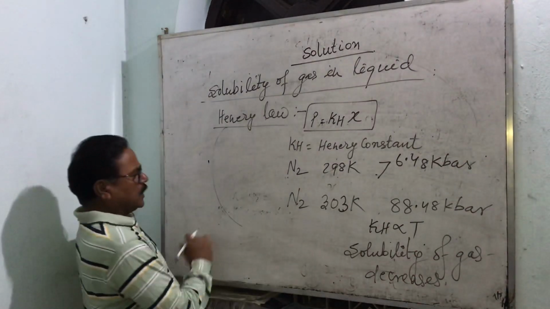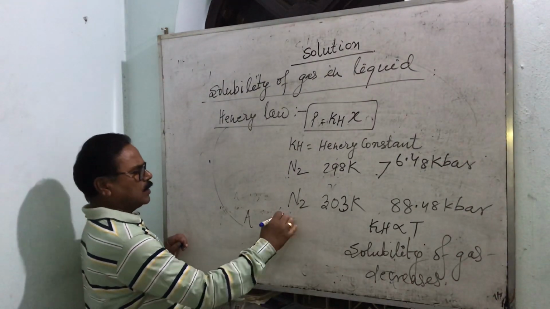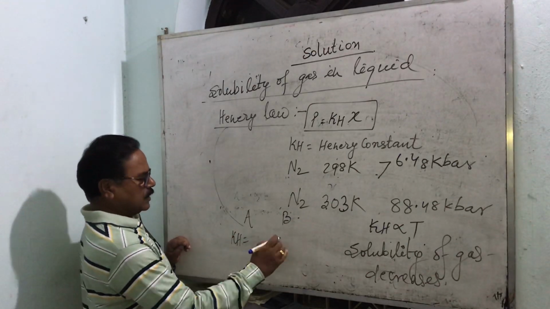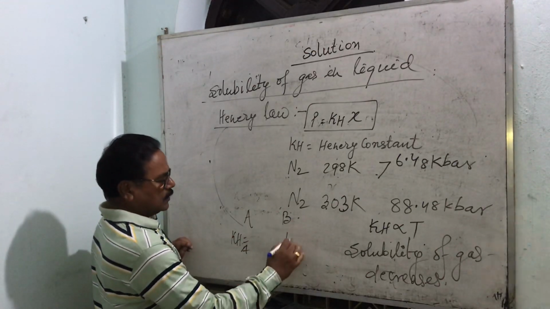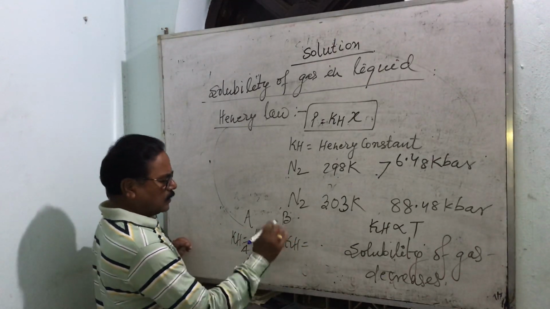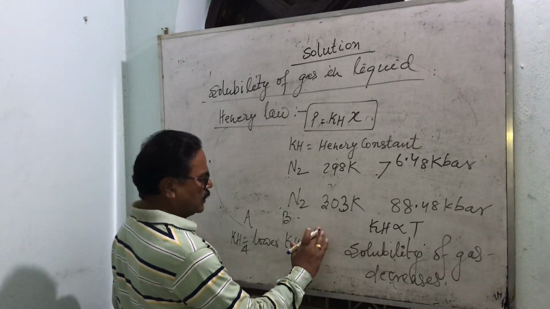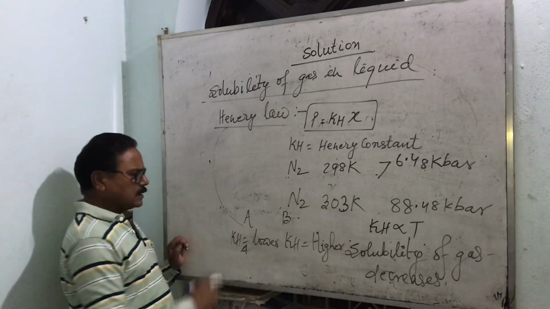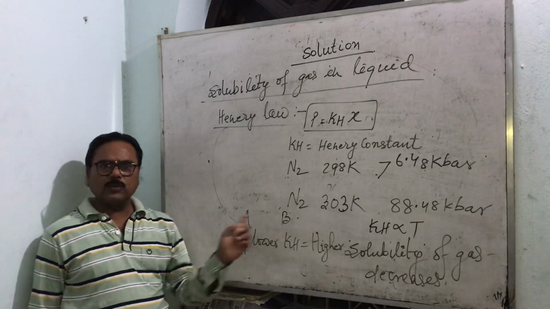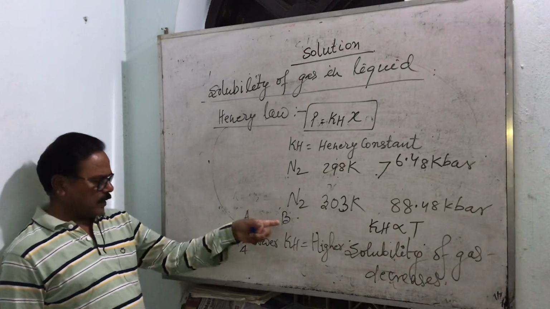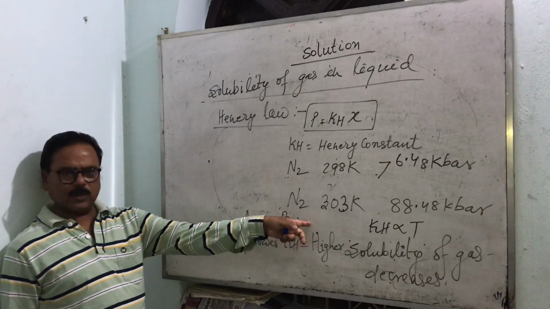Suppose we have two gases A and B, and the value of the Henry constant for A is given as KHA, and the KH for B is given. This value is lower and this value is greater or higher. So the question is asked: out of the two gases A and B, which one will be more soluble, A or B?